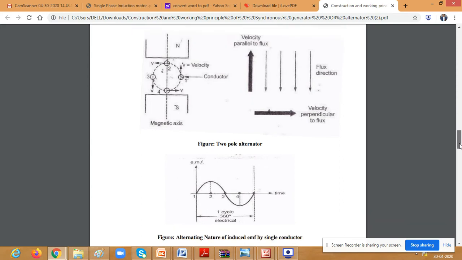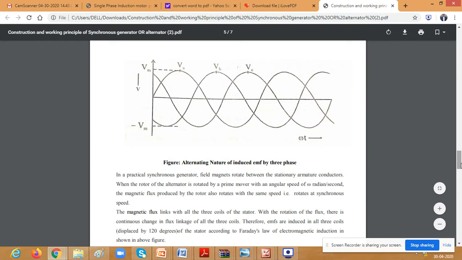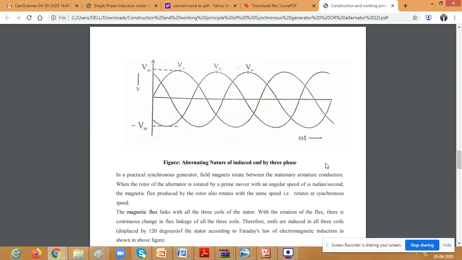This example is taken only to understand the concept of how sinusoidal EMF, or AC voltage, is generated. But in a practical synchronous generator, the field magnet rotates inside the stationary armature conductors. When the rotor of the alternator, meaning the synchronous generator, is rotated by a prime mover with an angular speed of omega radians per second, the flux produced by the rotor will also rotate at the same speed, which is the speed at which the rotor of the alternator is rotating.